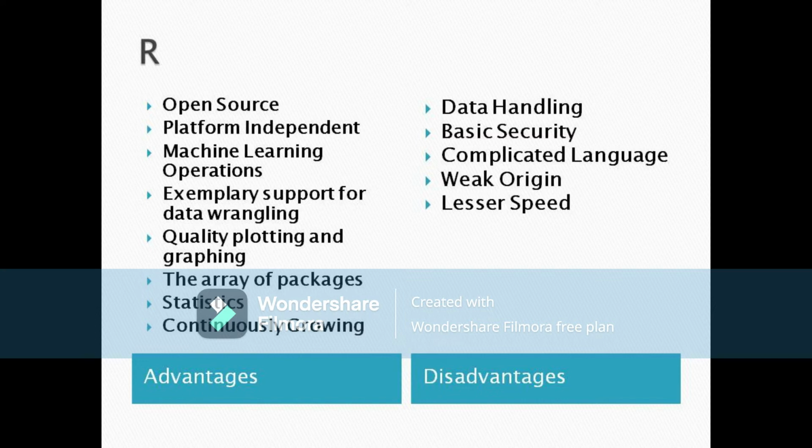When we'll be discussing this programming language in detail, we'll be covering these packages and how they work to support the data wrangling part, right? Data wrangling basically means data cleaning type of operations. We are cleaning out the extra data and making it useful for further analysis, right? Then we have quality plotting and graphing. R has functions and packages which you can use to create plots.